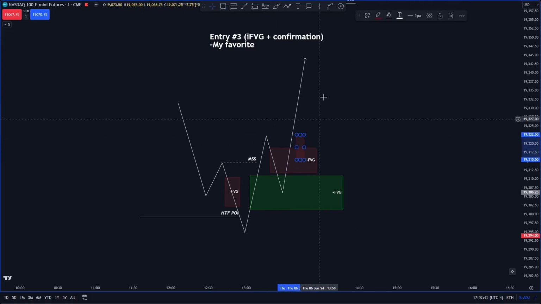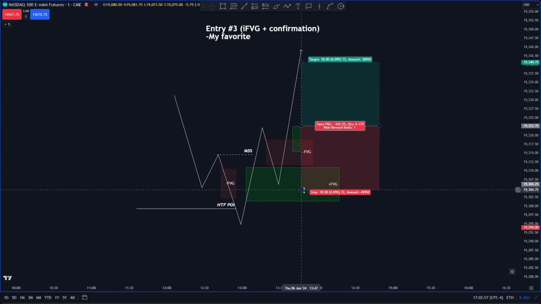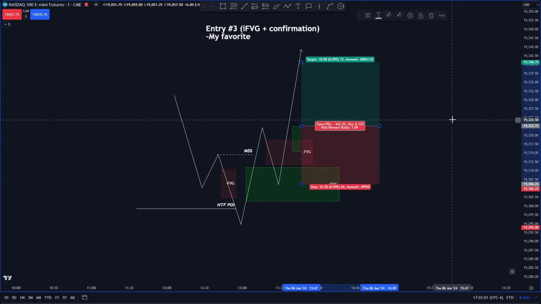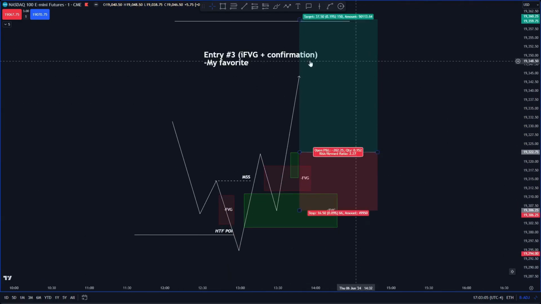So we close above with a bullish candle like this, right? Once we close above, this is my other trade right here. And my stop would be below the inception of the fair value gap or the swing low, and then I target. And this one is a lot safer. I've won a lot of trades on this. This is how I've gotten funded.